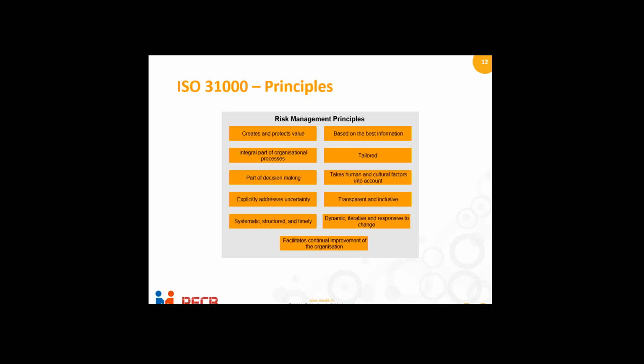Next principle talks about risk management is transparent and inclusive. Appropriate and timely involvement of stakeholders and particular decision makers at all levels of the organization ensures that risk management remains relevant and up to date. Involving all the stakeholders allows us to properly do the analysis and management of all the possible risks. And the principle says that none of these risks should be hidden. We should have transparency where all the risks are informed to the important stakeholders so that they are prepared about those risks, and we have more chances of successfully dealing with those risks.